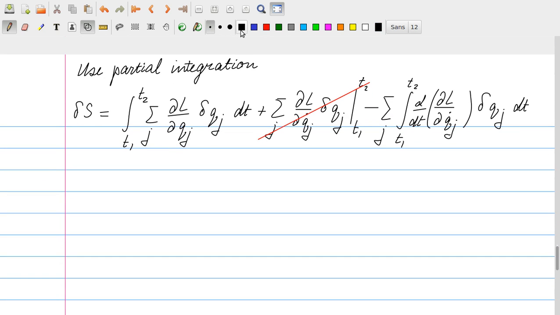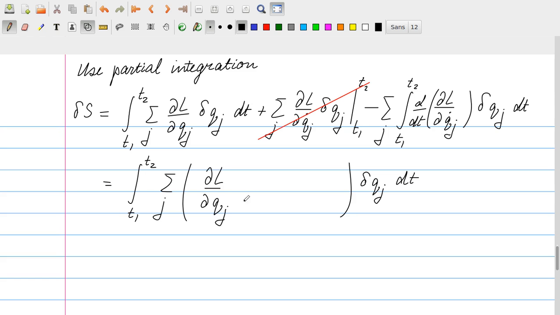And so if we rewrite the expression now, we see that I obviously get an integral from t1 to t2. I have a sum over j. Now both these terms carry a delta qj, so I can put that delta qj outside of brackets. And then inside the brackets I have dL/dqj minus d/dt. This is a full derivative, and then we have dL, the partial derivative with respect to q dot j.